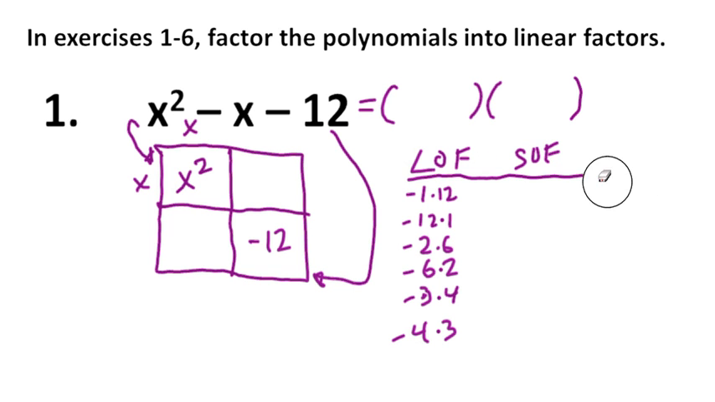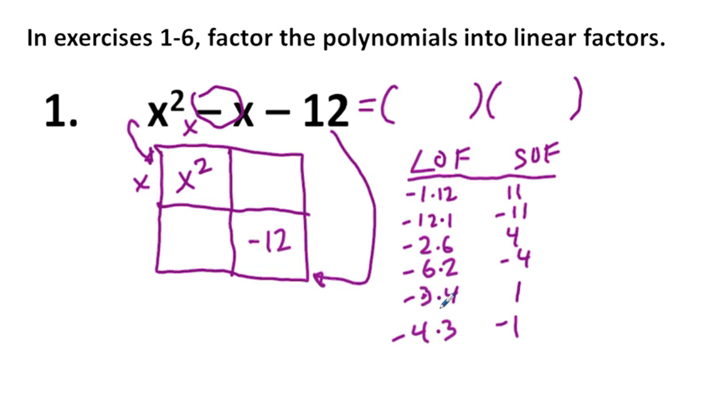So if we take these two factors of negative 12 and add them together, we get negative 1 plus 12 is 11. We get negative 12 plus 1 is negative 11. We get negative 2 plus 6 is 4. We get negative 6 plus 2 is negative 4. We get negative 3 plus 4 is 1, and negative 4 plus 3 is negative 1. So which one are we looking at? We're looking at negative x.